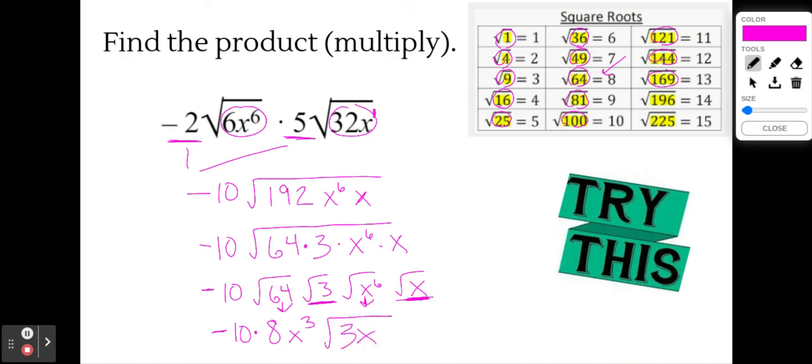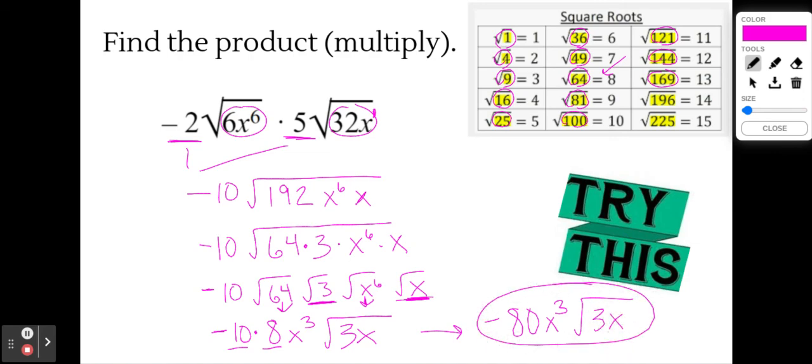Still not quite done because take a look at the coefficient. It still can be simplified. So let's move over. -10 times 8 would be -80. And then I have x to the 3rd. That's my coefficient. And then under the radical, the root is 3x. And that would be my simplest form. So what I did was I took the multiplication, I pushed everything back under the radical, here and here, and then I pulled it out the way that I wanted to into factors that are perfect squares.